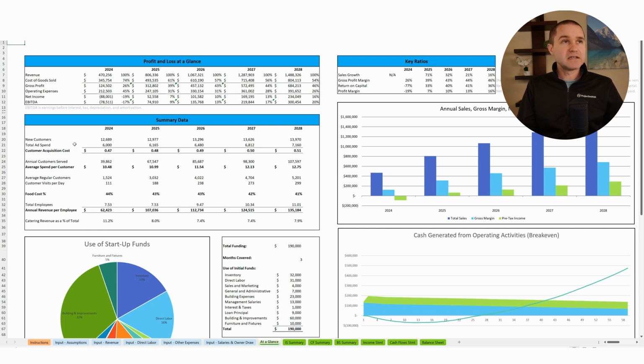You'll notice some industry specific data like how many customers, your customer acquisition costs, average customer spend, customers per day, your food cost percentage. We have catering built into the model as well. If you're going to do catering, you can see that as well. You'll notice some other graphs and charts and tables here as well.